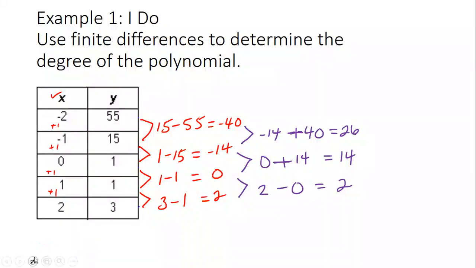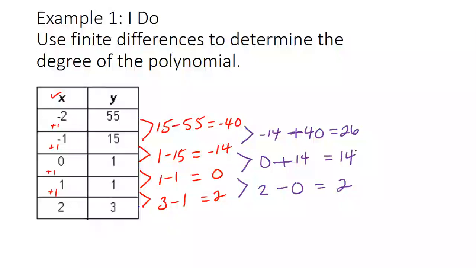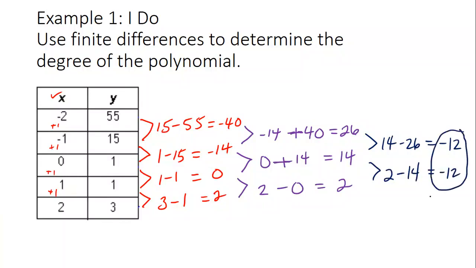All right. Second difference. Is it the same? So that means it's not a quadratic, right? All right. So now we're here. What is 14 minus 26? Negative 12, right? What is 2 minus 14? Negative 12. Ding, ding, ding. We found our common difference.